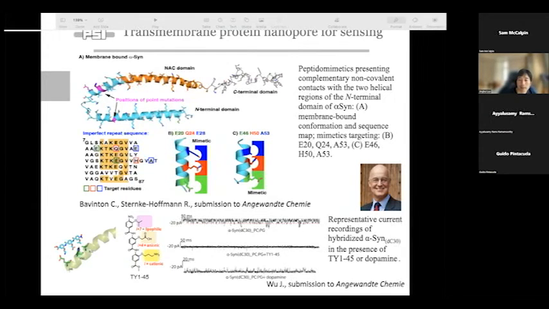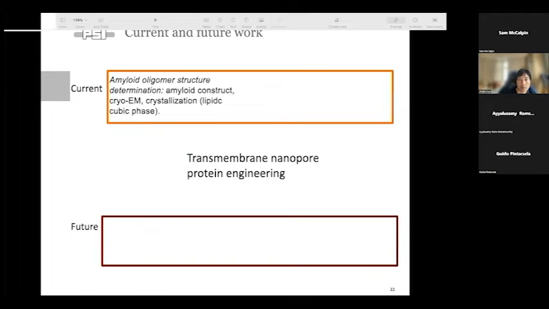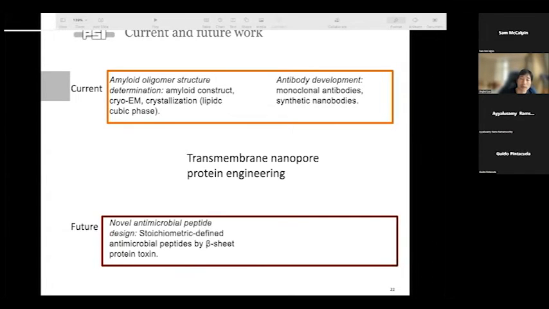So that's the second part. Now we are working on determining oligomer structure. We try different amyloid sequences like amyloid beta, IAPP, and alpha-synuclein, which is very challenging, but I think it's very useful and very important for the field. Second, we would like to develop antibodies, also synthetic nanobodies. In the future, we will also use the same transmembrane nanopore and engineering methods to define antimicrobial peptide structures and give better activities. And we also develop novel nanopores for sensing. This is one of our main parts, which has been developed in our group.